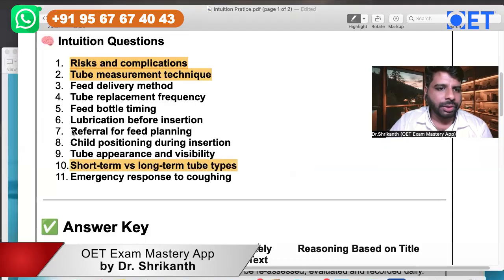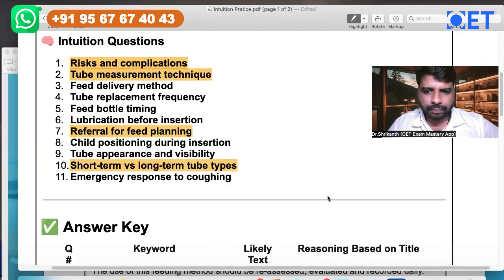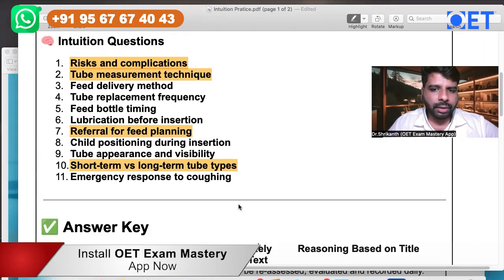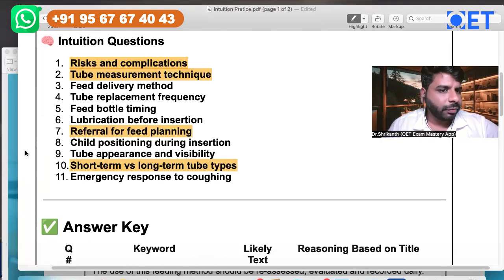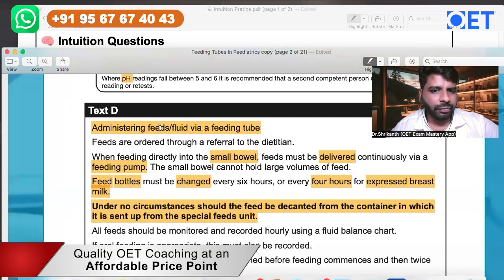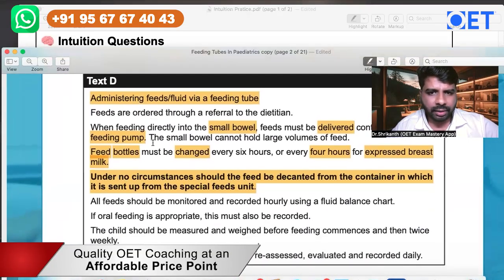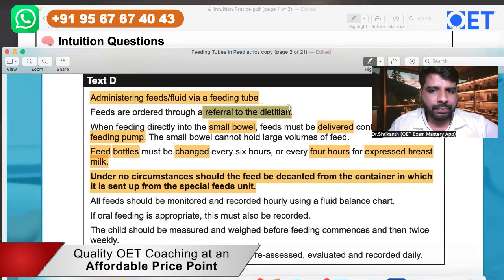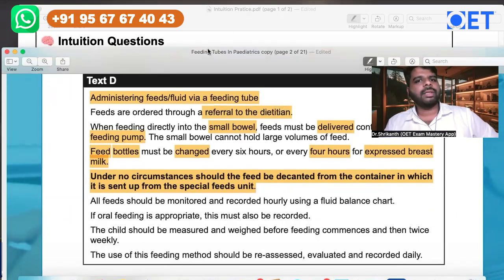Okay, how about the seventh question? Referral for feed planning. What is your intuition telling you? Is it going to be in A, B, C, or D? Referral for feed planning. Okay, so here it is about feed. What is the keyword in referral for feed planning? It is going to be referral, so it is going to be Text D. Feeds over here, and see, referral to a dietitian. So this is how that intuition works.